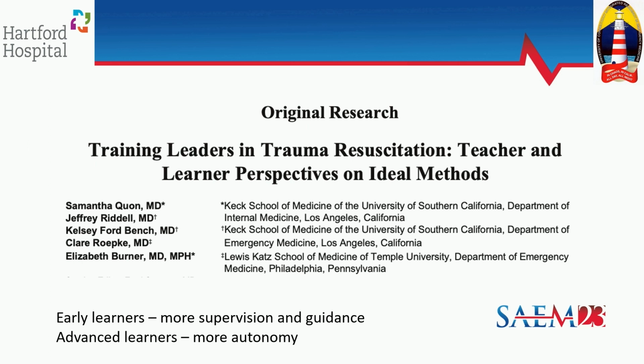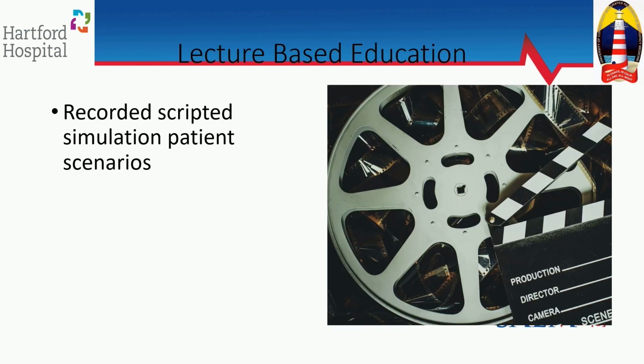If you look at early learners versus advanced learners, the early learners want more supervision, guidance, and feedback. As you progress, you want more autonomy, so the advanced learners need a little more autonomy and a more hands-off approach. So what we did for our residents as they came in, we actually had various iterations of this.